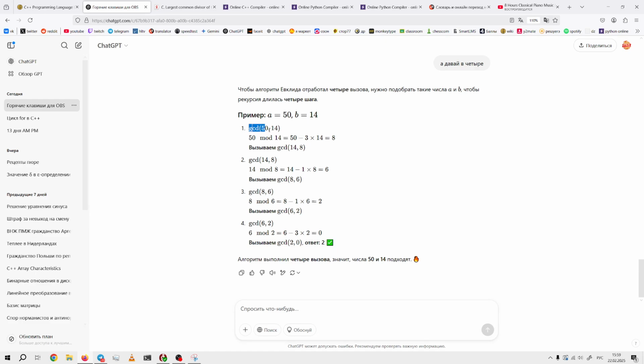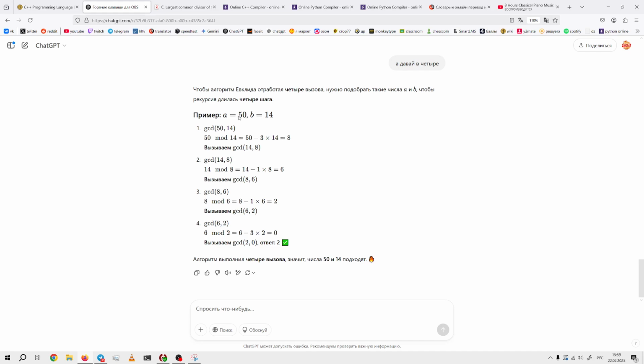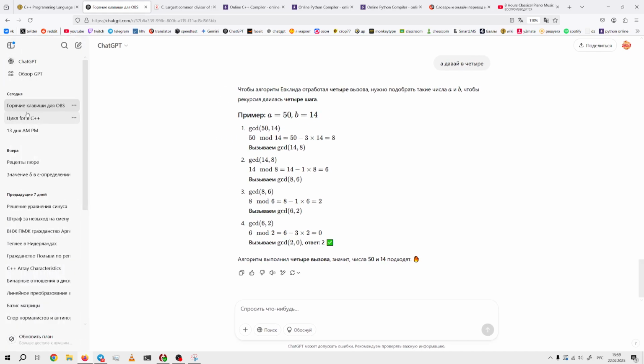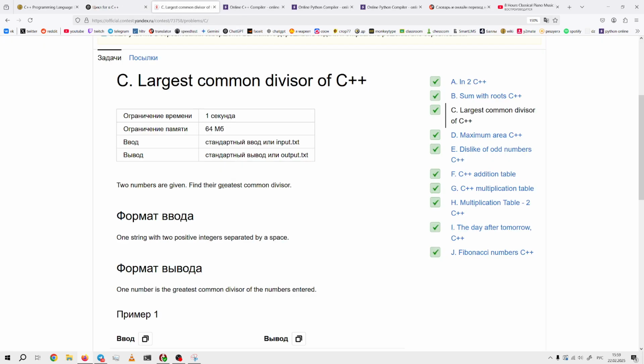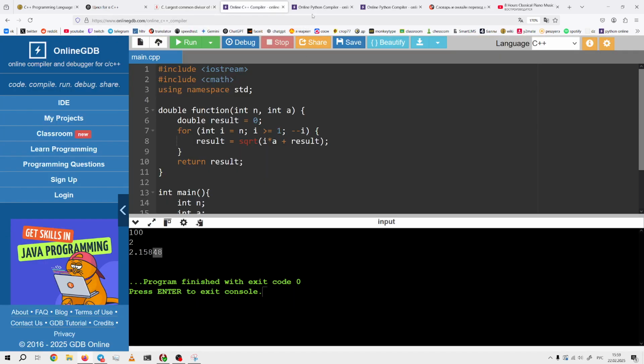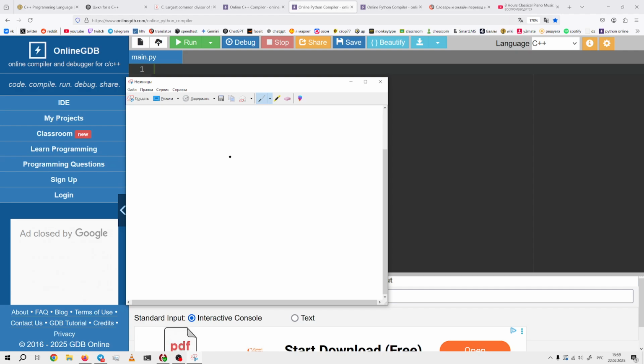Actually, we will find the GCD of 50 and 14. 50 and 14. First of all, let me introduce you to the Euclidean algorithm, because I didn't make a lesson on it, but it's actually really simple. You will understand it in 5 minutes.